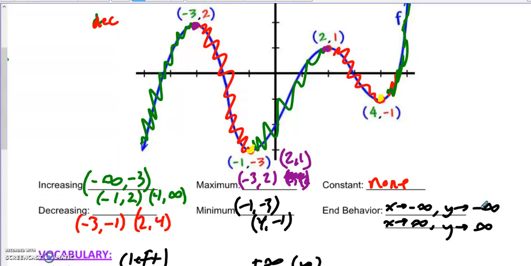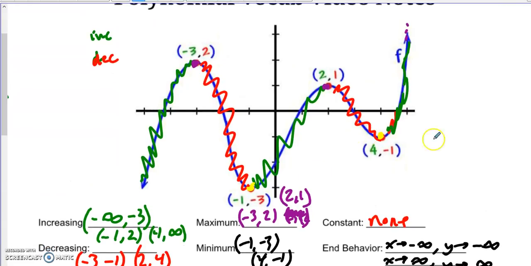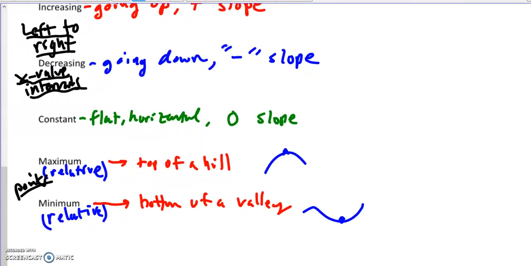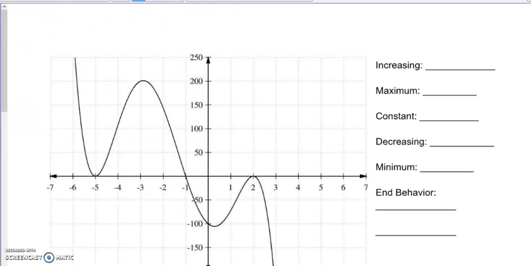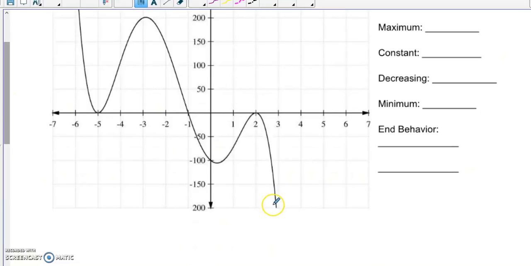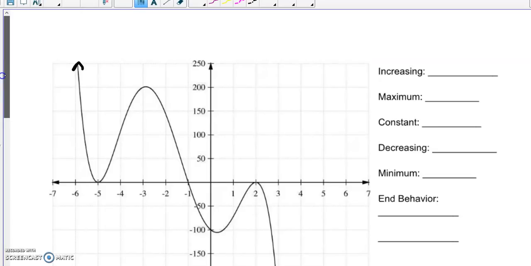Okay? So those are the core vocab concepts we're going to be focusing on that are going to help us describe these more complicated graphs we're looking at here. Okay, so if you could flip over to the next page, please. Before we start, if you could put some little arrows on here, because this graph does go on forever. And I'd like you to pause the video now and try and fill in this information for this graph. Then unpause it, and I'll show you the answers in a few seconds here. So go ahead and pause and try that on your own.